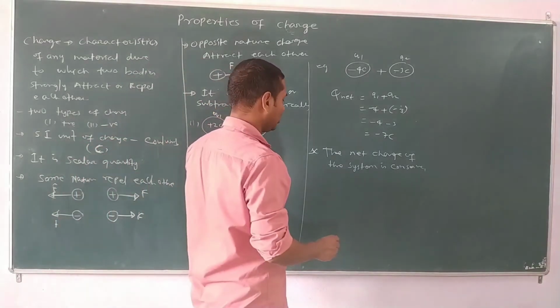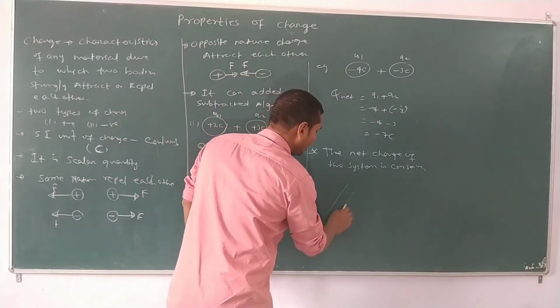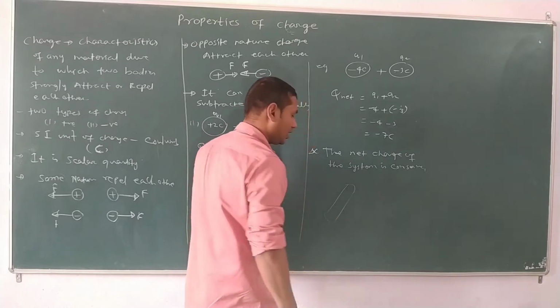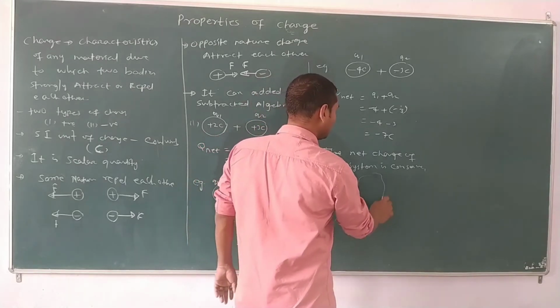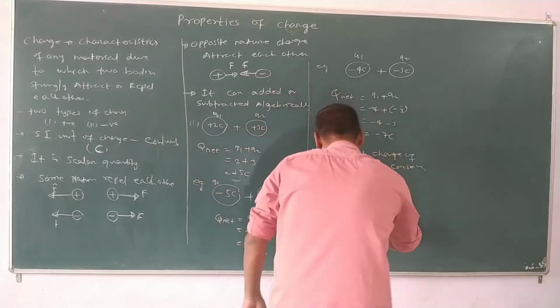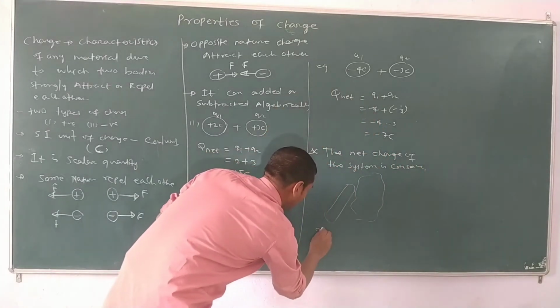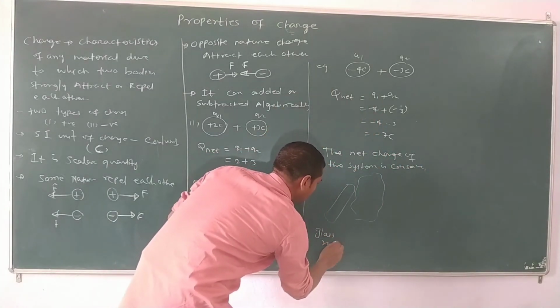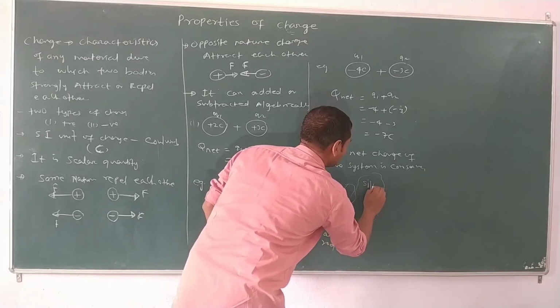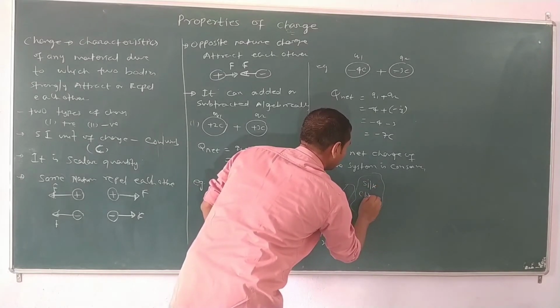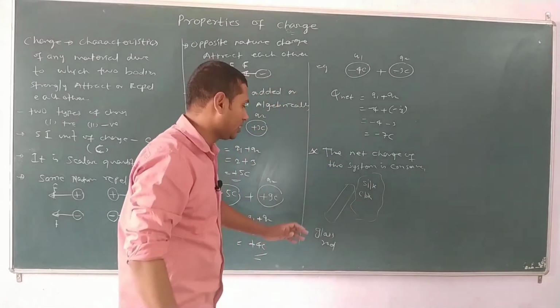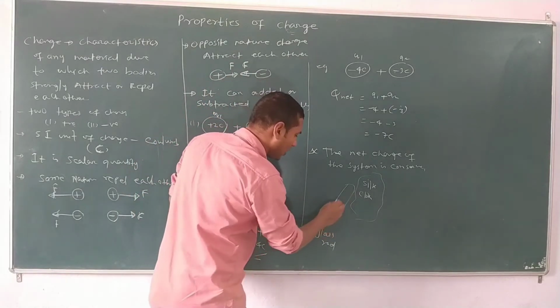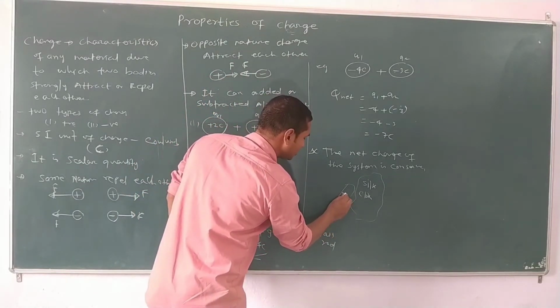Suppose you rub a glass rod on a silk cloth. This one is the glass rod, and this one is the silk cloth. After rubbing, you find that the glass rod acquires positive charge.